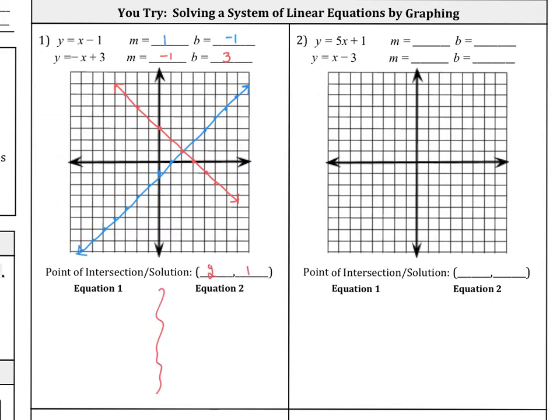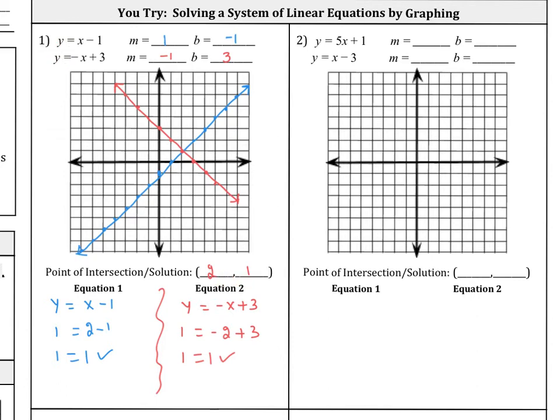Now we're going to check both equations. For equation number 1, you have y equals x minus 1, where x is 2 and y is 1. So you plug in these two values, x is 2, y is 1, and see if they are equal. So 1 equals 1, which is true. The second equation is y equals negative x plus 3, where y is 1 and x is 2. So you get 1 equals 1, which is true. So 2 comma 1 is a solution of both equations.